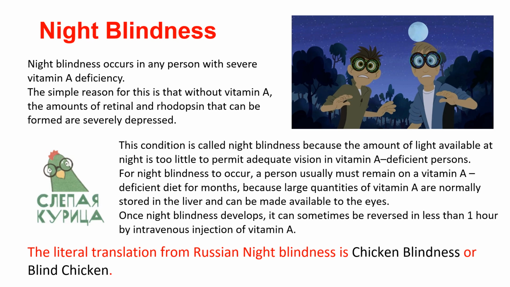For night blindness to occur, a person usually must remain on a vitamin A deficient diet for months, because large quantities of vitamin A are normally stored in the liver and can be made available to the eyes. Once night blindness develops, it can sometimes be reversed in less than 1 hour by intravenous injection of vitamin A. The literal translation from Russian of night blindness is chicken blindness, or blind chicken.